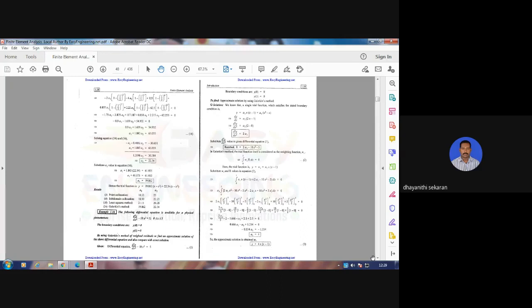Integral over the domain 0 to 1 of Wi times R dx equal to 0. Wi equal to a1 x into x minus 1. So 2a1 minus 10x squared minus 5 dx. Take the common term a1, a constant, outside: 2a1 minus 10x squared minus 5 into x squared minus x.